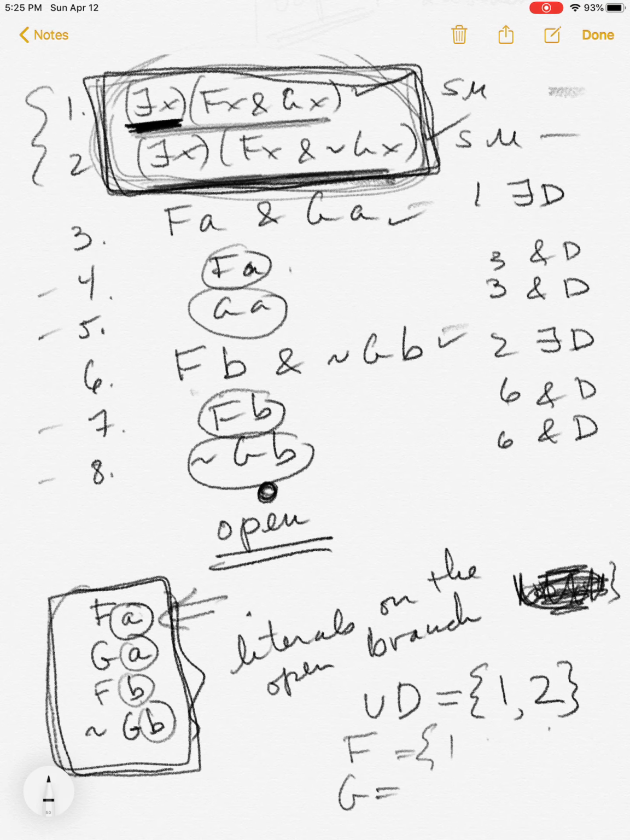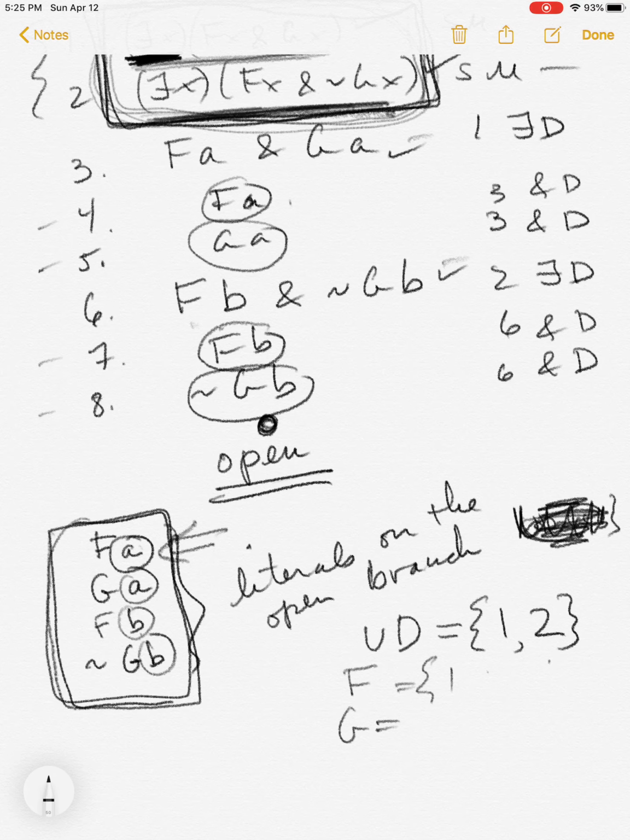Oh, shoot. Did I run out of ink? Oh, no. Hold on one minute. Hold on. Charge this for a second.